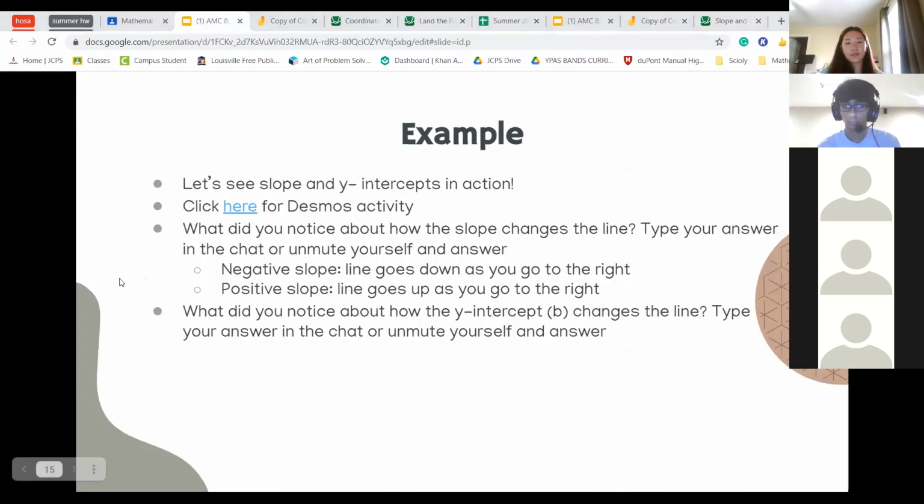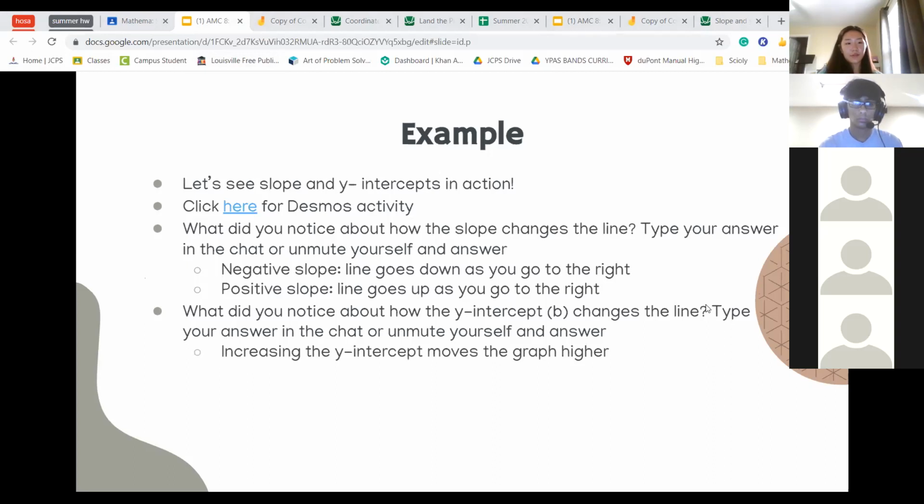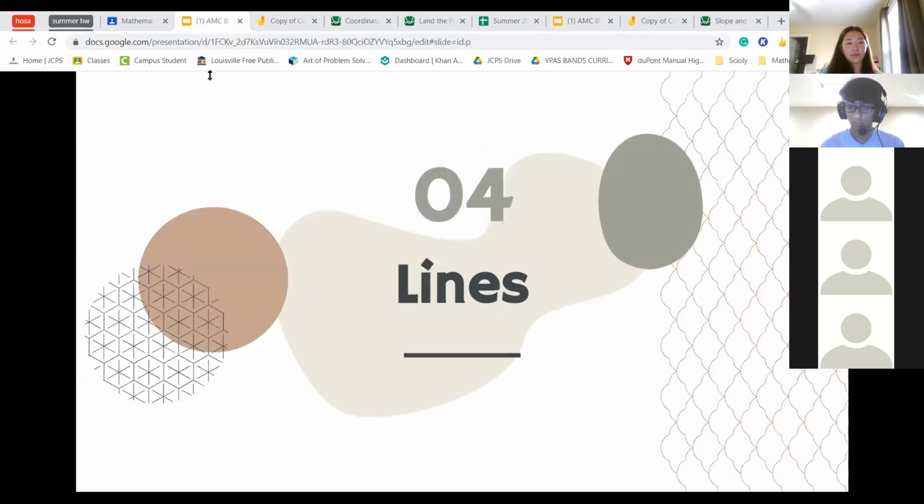Okay, now back to the slides. Here we go. So increasing the y-intercept moves the graph higher and decreasing it moves the graph lower. I hope you guys understood that. Okay, now we're going to move on to parallel and perpendicular lines.